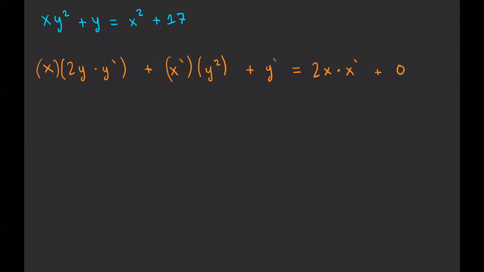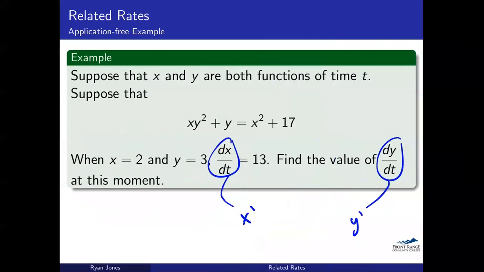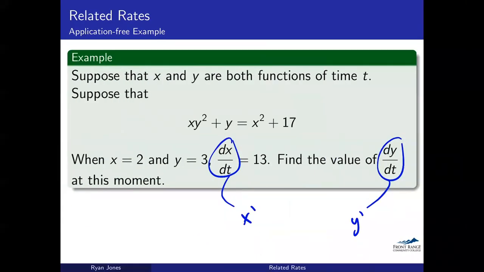So here, what we've got is we now have an equation. We can simplify this, so let's go ahead and do that. 2xy y prime plus y squared x prime plus y prime equals 2x x prime. We have an equation here that relates four variables: x, y, y prime, and x prime. And so we can come back to our problem here. What are we looking for? Well, I'm looking for dy dt. I'm looking for y prime. That's what the question states. So it's a pretty good guess to solve for y prime.